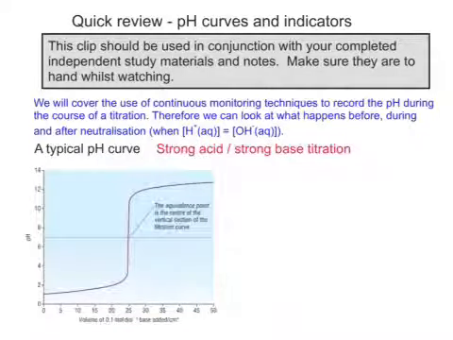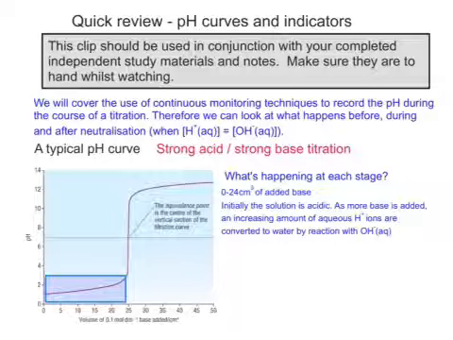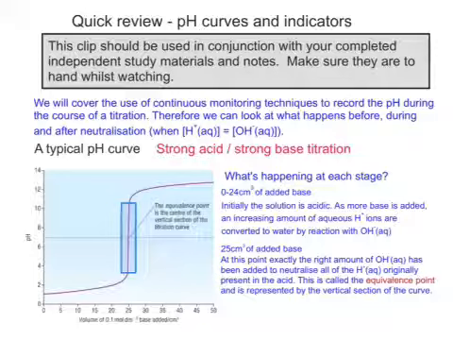So this particular example shows a strong acid, strong base titration. At the beginning, the solution is acidic because you can see that the pH is very low at the start. As more base is added, an increasing amount of aqueous H+ ions are converted to water by reaction with OH-. Now the OH- is obviously coming from the base that's added. So where you get a vertical section of the curve, this is called the equivalence point, and at this point exactly the right amount of OH- has been added to neutralise all of the hydrogen ions originally present in the aqueous solution of the acid.